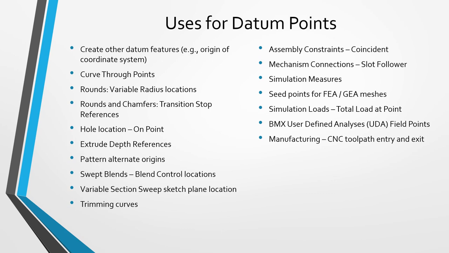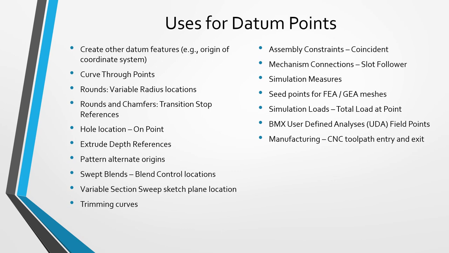For example, you could use them to create other datum features, like they could be the origin of a new coordinate system. You can create a curve through points. If you're creating a round, you can use a datum point to locate where you want a variable radius. For rounds and chamfers, you can use them to define stop transitions.